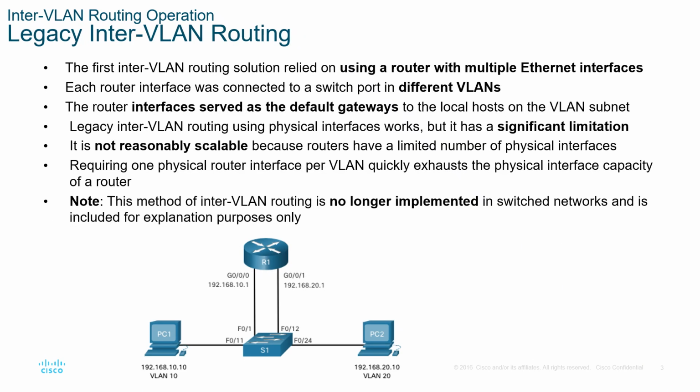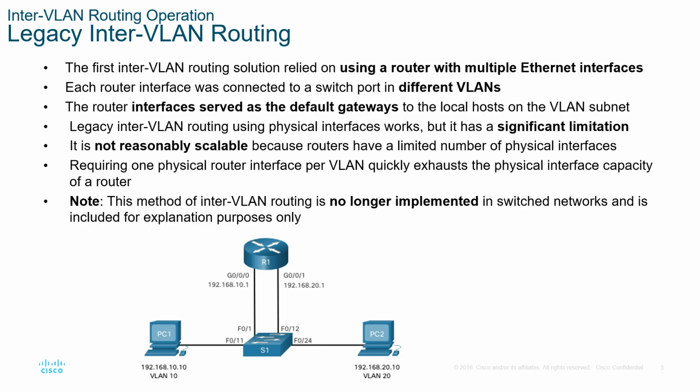So, your very first one, legacy inter-VLAN routing, relied on using a router with multiple Ethernet interfaces. Each router's interface was connected to a switch port in different VLANs, as you see here. The router interfaces served as the default gateways to the local hosts on the VLAN subnet. So legacy inter-VLAN routing using physical interfaces works, but it has significant limitations. It's almost the same as using a router to create 2 physical local area networks. I can only have as many networks as I have Ethernet interfaces on my device.